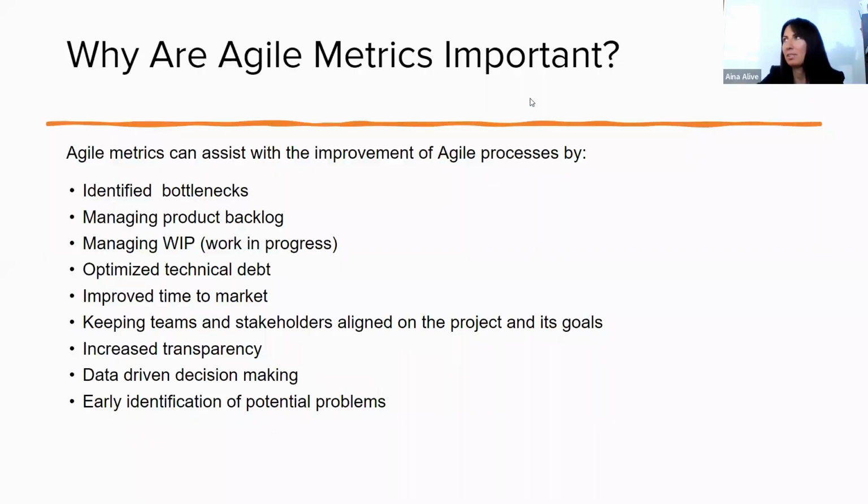But let's move on to why Agile metrics are important. And I already started talking about the team happiness, because we need to know how good we are at leading our ship to the North Star. But the other improvements we can see by using the right metrics, and I emphasize the right metrics, not vanity metrics, are identified bottlenecks, managing product backlog, managing work in progress, optimized technical debt, improved time to market, keeping teams and stakeholders aligned on the project and its goals, increased transparency, data-driven decision-making, early identification of potential problems. That's a few. We can pick many more, but we have limits of time.